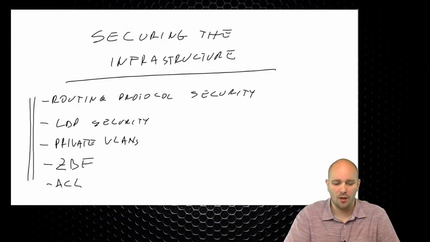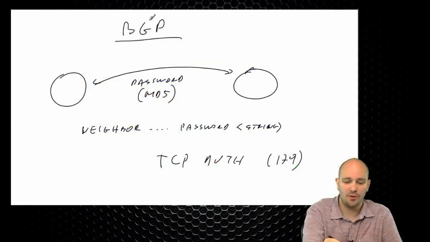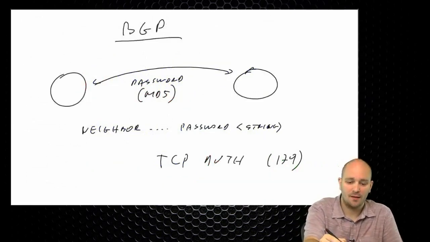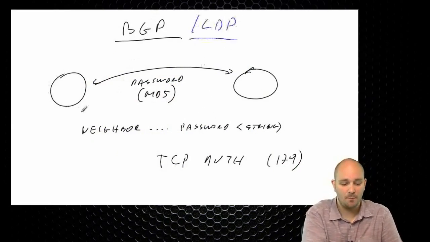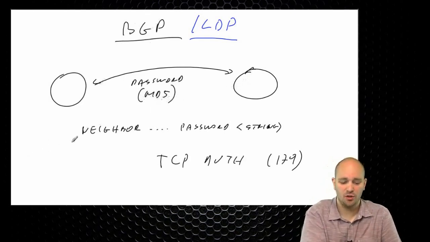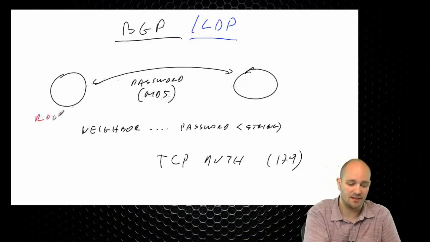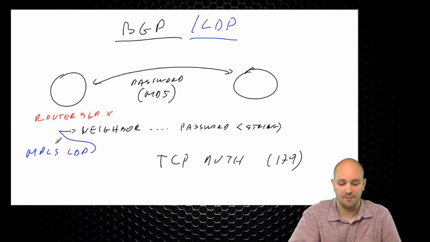Now, going back to this list that we said we were going to talk about, the routing protocol security and LDP security. While on the subject of LDP security, I should point out that LDP works in a very, very similar fashion to BGP. Again, between the neighbors on the TCP session, we can enable MD5 security. Instead of using router BGP X, for example, if we used LDP, it would be mpls ldp, and then the exact same syntax here.